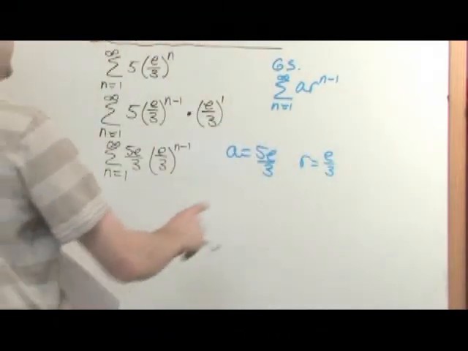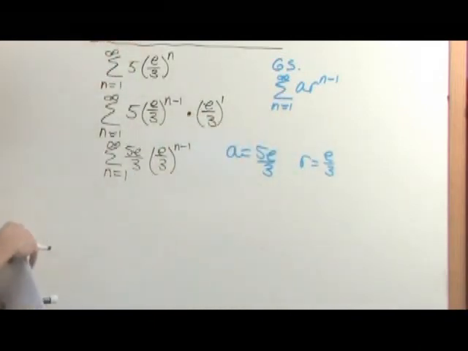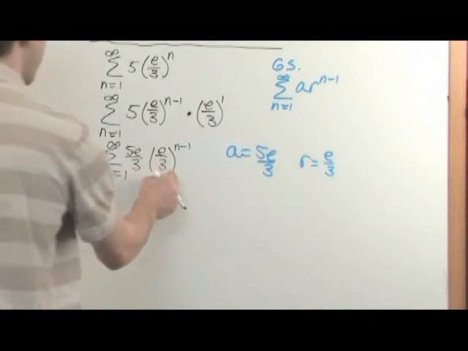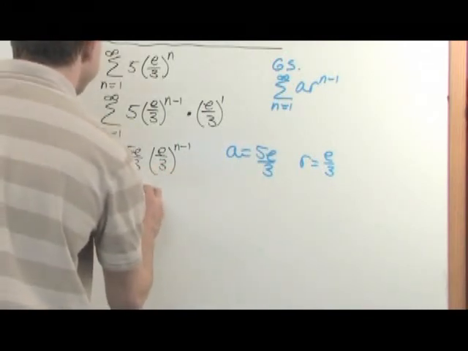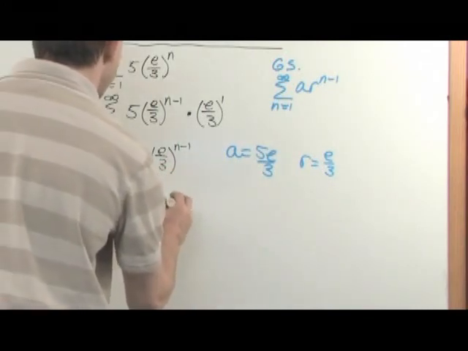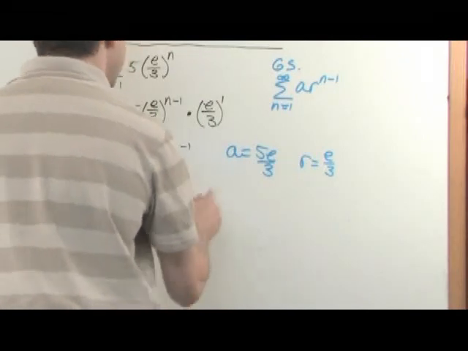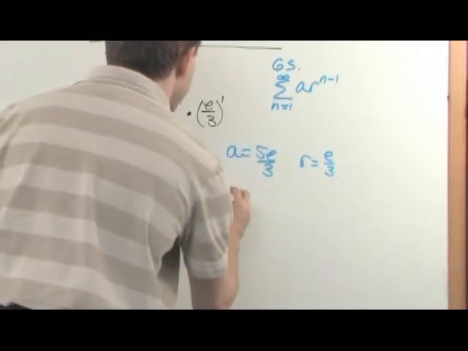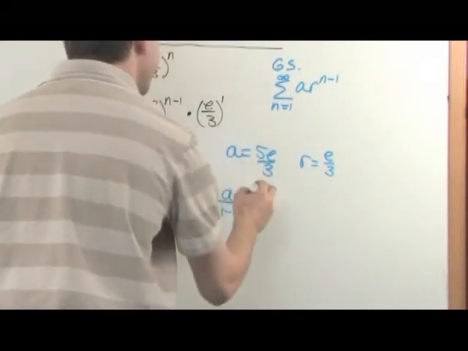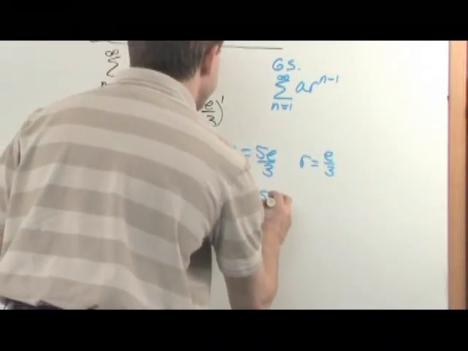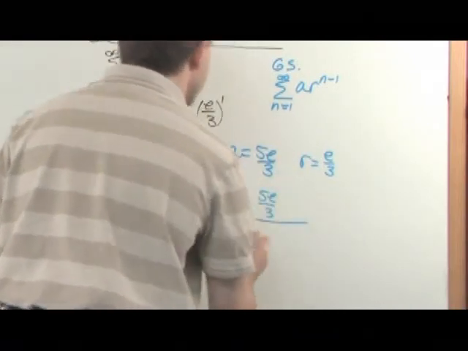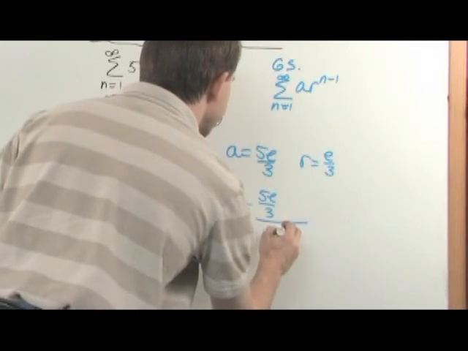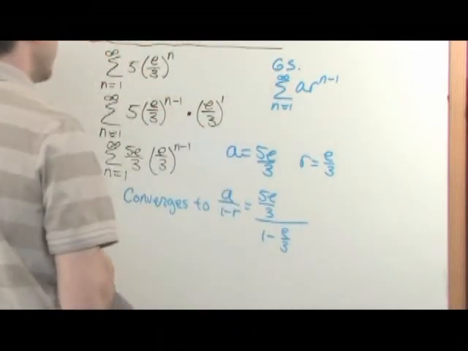Now e is roughly 2.7, and 2.7 over 3 is less than 1. So we know it converges because r is less than 1. It converges to a over 1 minus r. A is 5e over 3, over 1 minus r, 1 minus e over 3. So it converges to that.